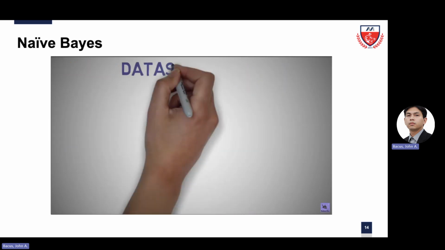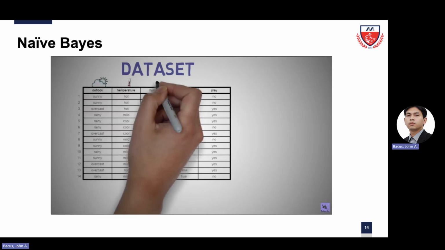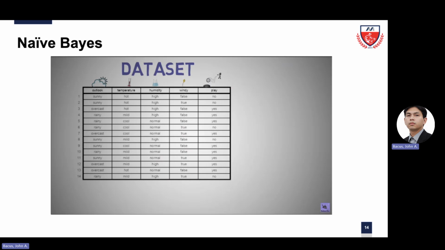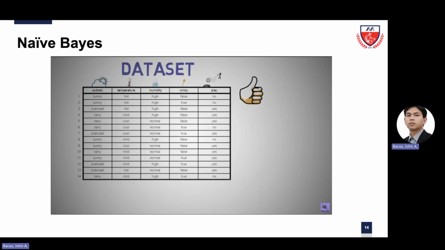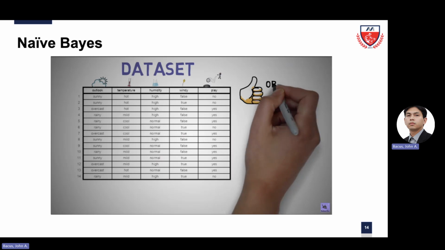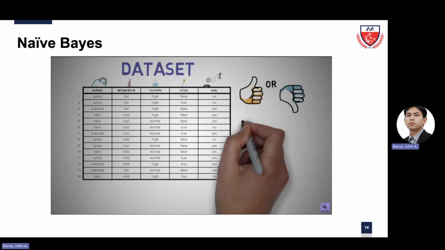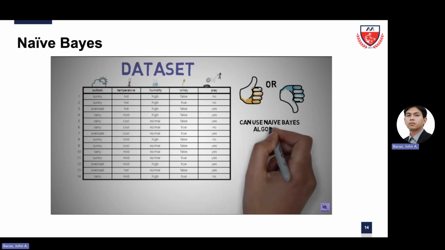So if we recorded our circumstances over 14 days, we have our outlook, temperature, humidity, wind speed, and our dependent variable, which is whether or not we play golf. The objective here is to estimate the likelihood of playing golf, yes or no, given weather condition information. So based on this data, let's see how we can approach this problem using the naive Bayes algorithm.